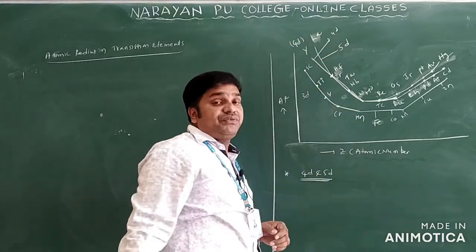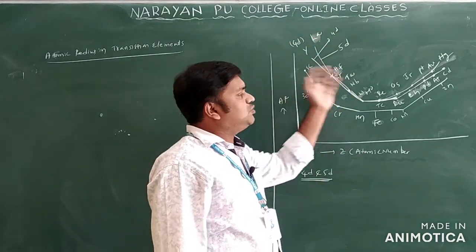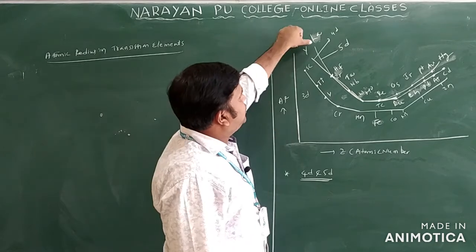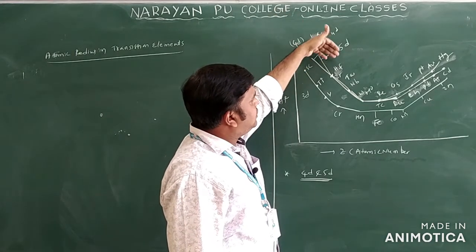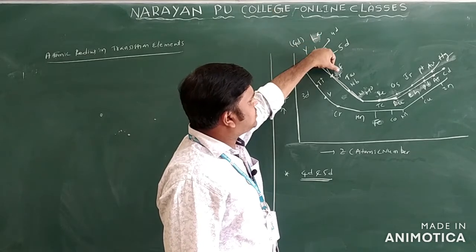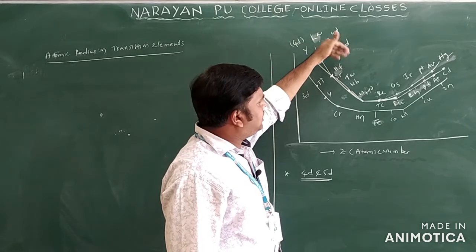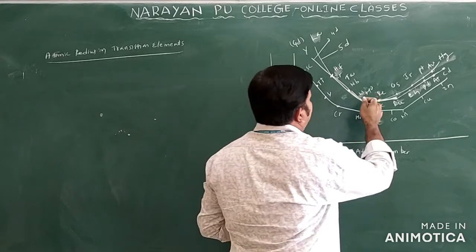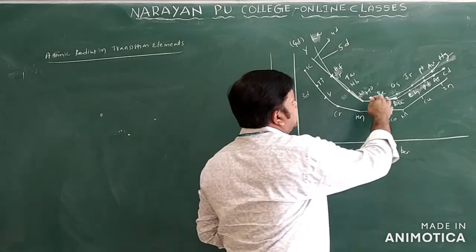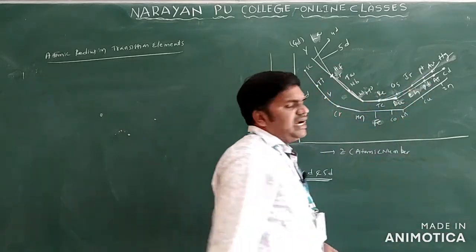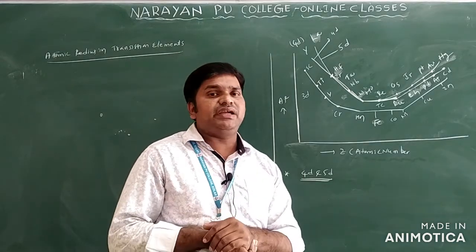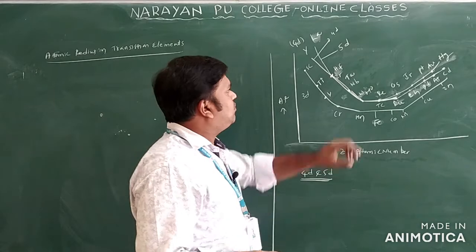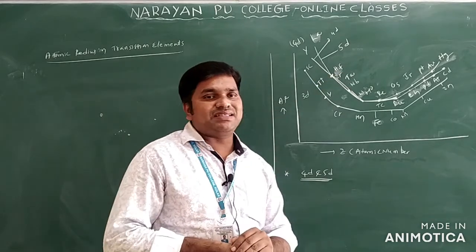But come to the 5D series elements, that is from lanthanum to mercury we have. Lanthanum, after that, hafnium is there. Next we have niobium and molybdenum like this, rhenium, osmium, iridium, platinum and silver. What we are observing here is that some of the elements are similar in size in 4D and 5D series elements only.